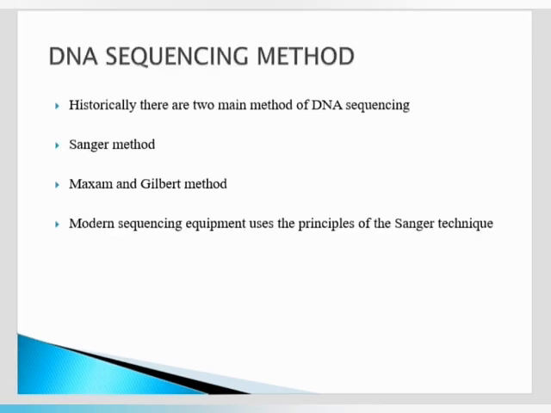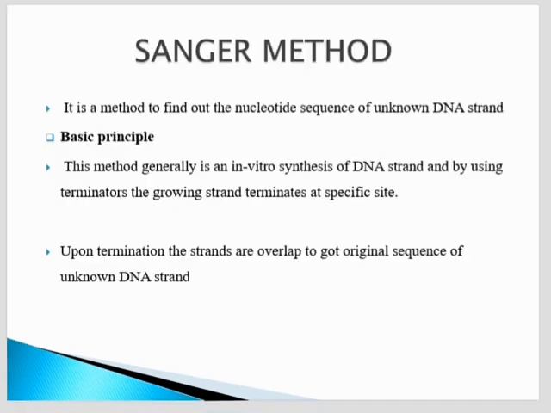DNA sequencing methods. Historically, there are two main methods of DNA sequencing. First one is the Sanger method and the second one is the Maxam and Gilbert method. Modern sequencing equipment uses the principle of Sanger technique. First, we will discuss the Sanger sequencing technique developed by Frederick Sanger and his colleagues at University of Cambridge in 1977. This technique involved in vitro DNA synthesis and by using terminator, the growing strand terminates at a specific site. Upon termination, the strands are overlapped to get the original sequence of the unknown DNA strand.